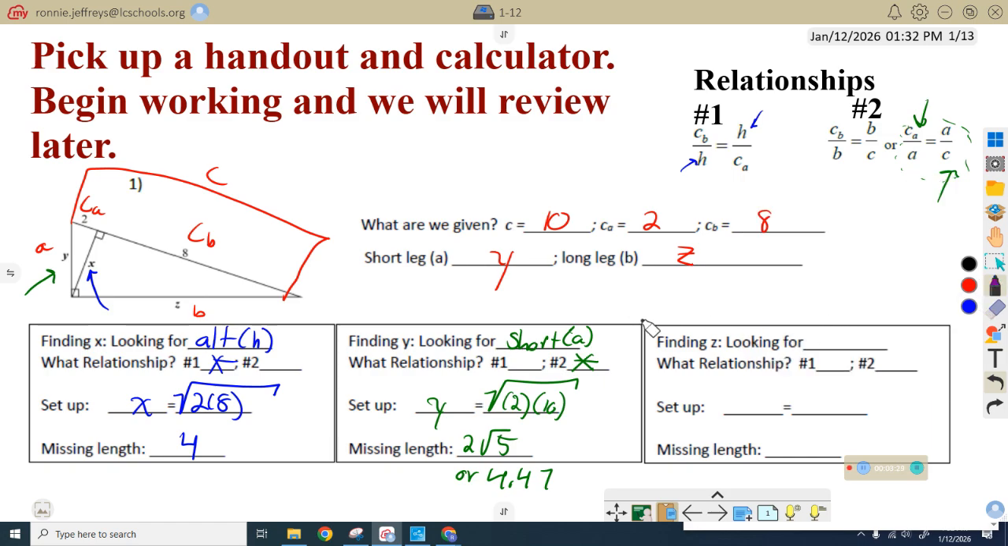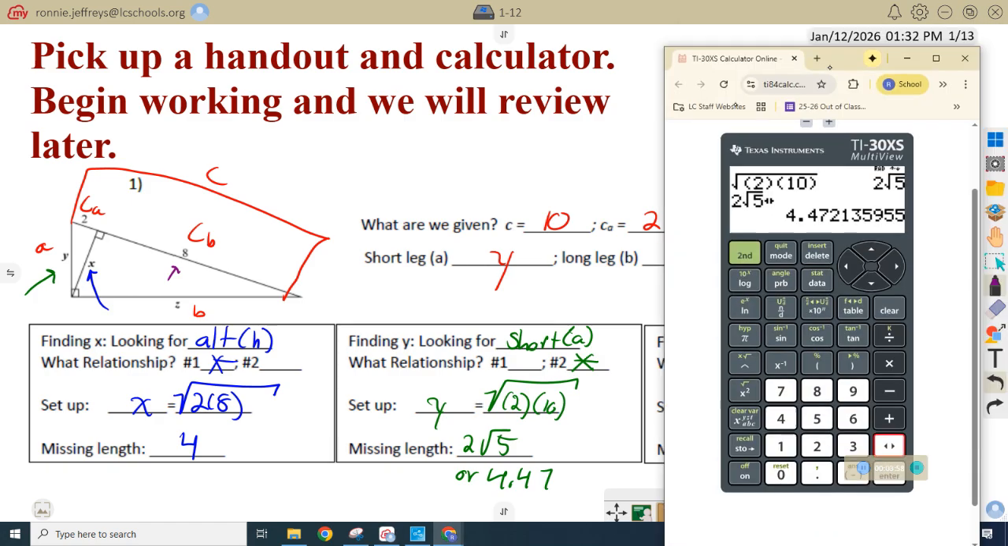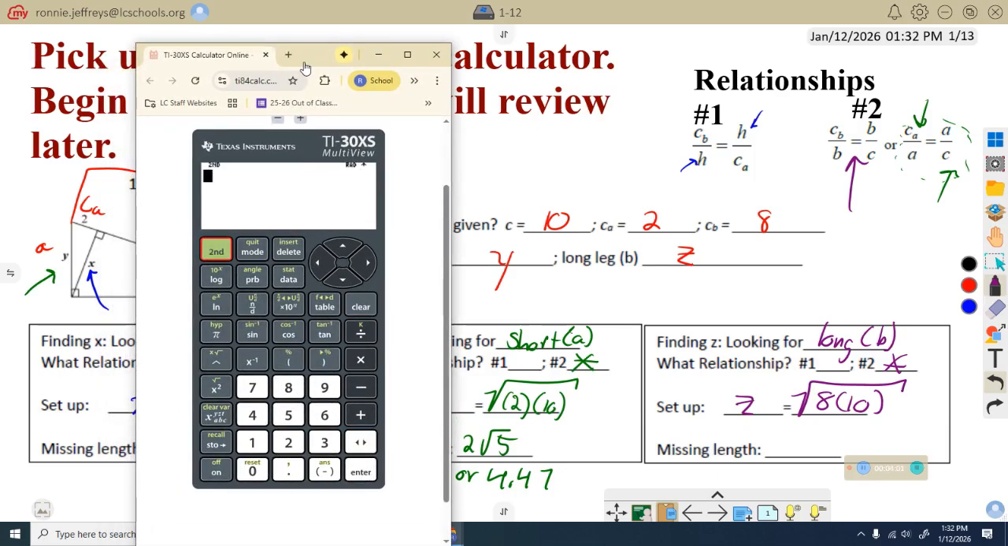All right, Z, what are we looking for? This would be the long, or this would be our B. Again, this is 2, so we're good. So this would be Z's. That would be this measurement, the C of B, which is 8, times the whole big thing, which would be 10. Okay, second square root 8. All right, so 4 root 5, or 8.94.